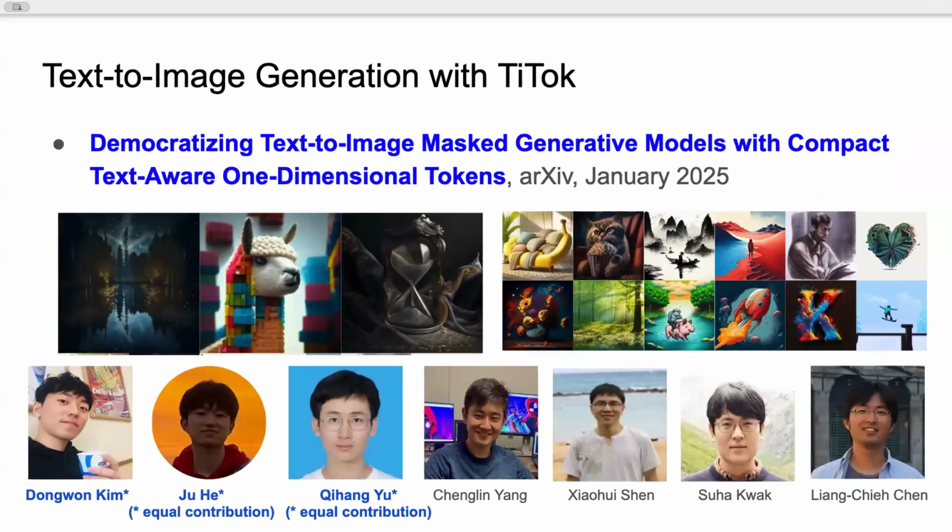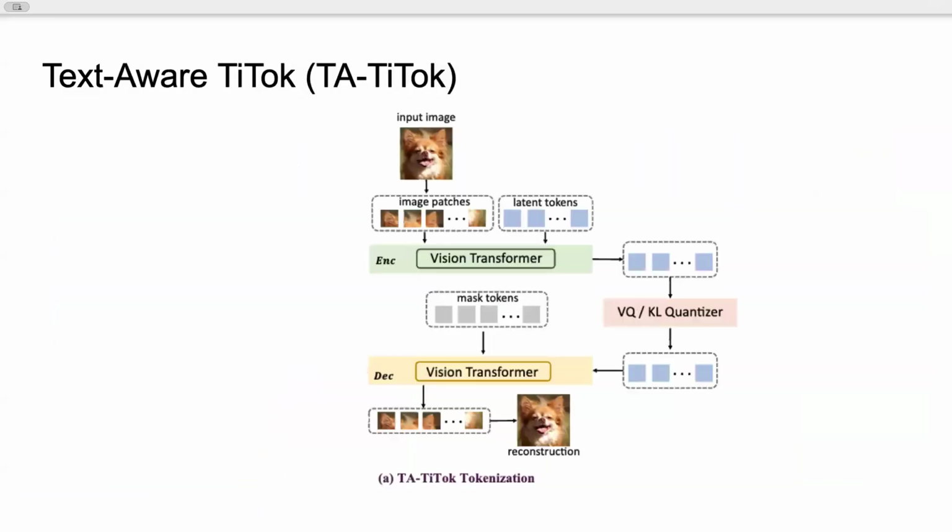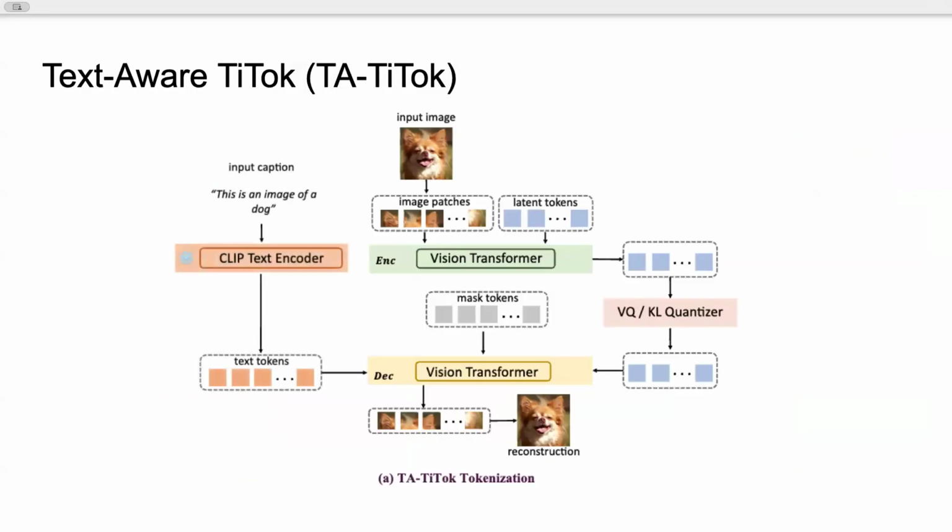Recently, we tried to extend this framework to text-to-image generation. We propose TA-TiTok, text-aware TiTok. It has a similar architecture to the previous model, TiTok. We have a vision encoder, VQ-GAN quantizer, and the vision transformer-based decoder. But additionally, we use the text tokens encoded by the CLIP text tower as input to the detokenizer. These tokens provide high-level information to guide the image reconstruction.